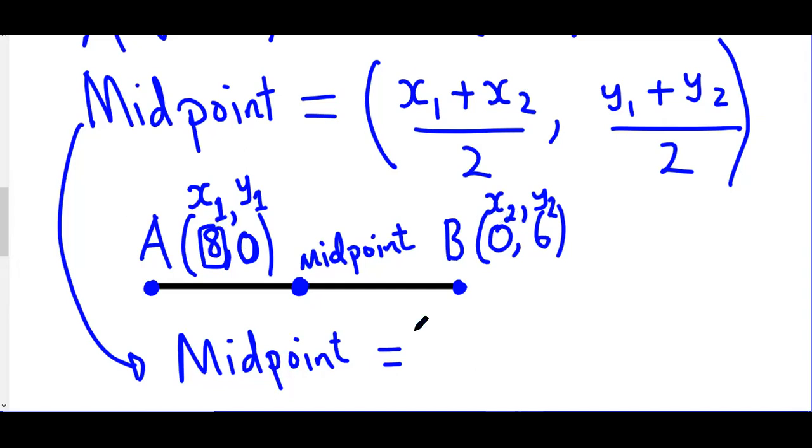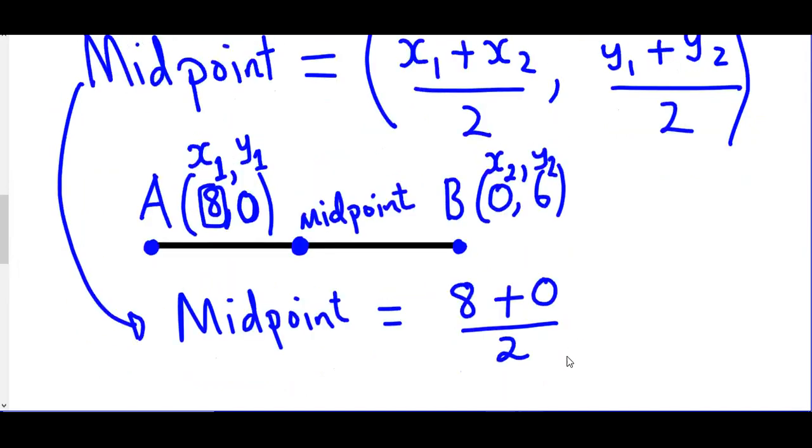So my x1 is 8 plus my x2 is 0. What is 8 plus 0? 8 plus 0 is 8. That answer, 8 plus 0, will be divided by 2, according to the formula.